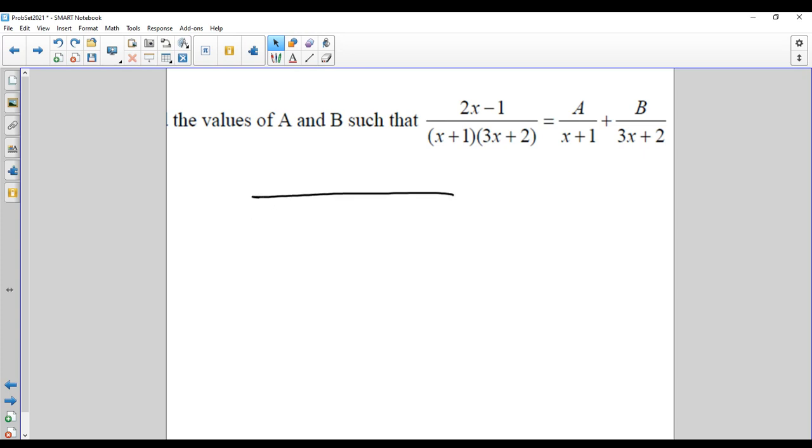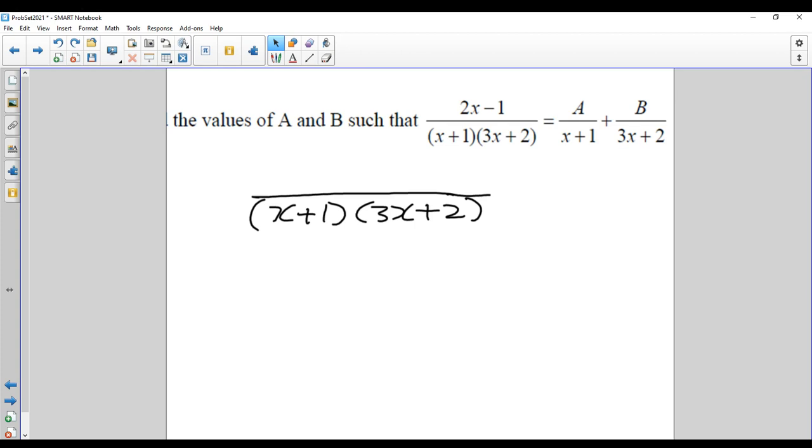So that common denominator would, of course, be the x plus 1, 3x plus 2. That's what the common denominator would be for adding those two together, which is a lot like this denominator here. So then we have to ask, what do I multiply this x plus 1 by to get this denominator here? Because I have to multiply the top by the same thing, right?